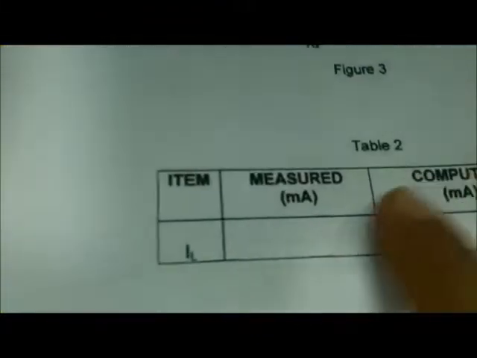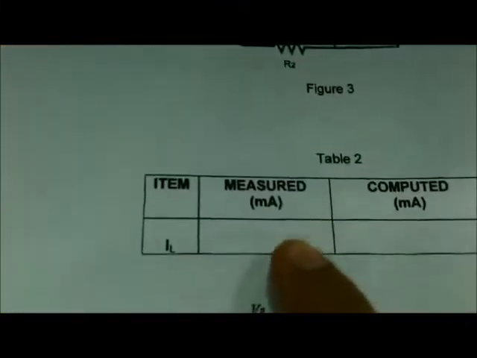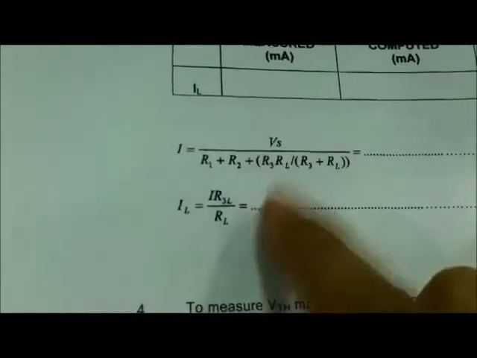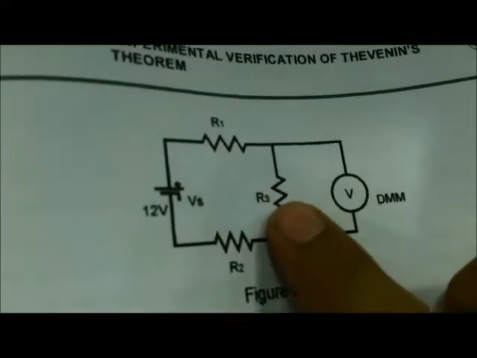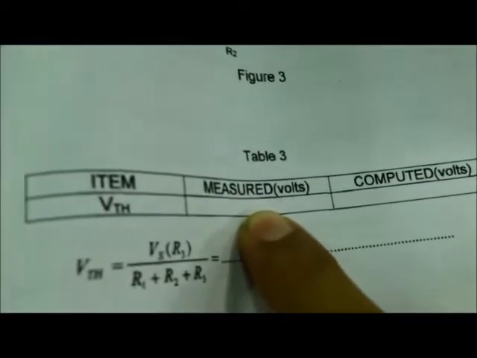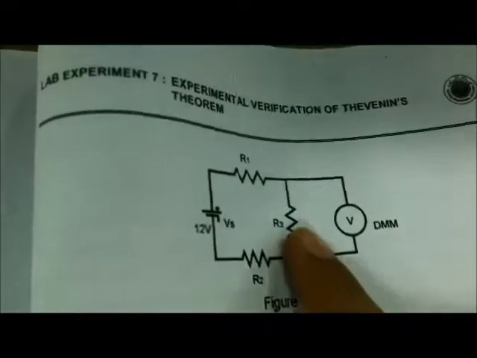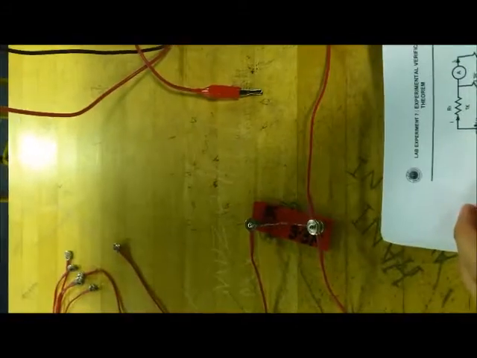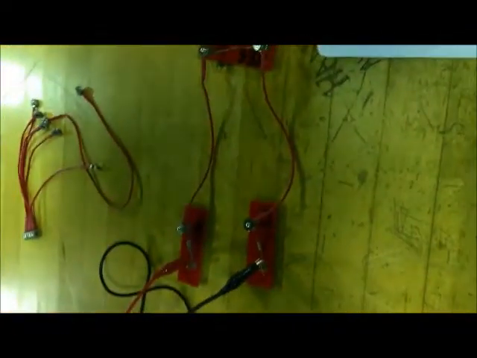so I will write down here the milliamp. Here I will compute it using these two formulas. Now I have to find the voltage across R3 and write it down here, which is V Thevenin. So I will disconnect this one, disconnect the load resistance. Now to measure the voltage across R3.